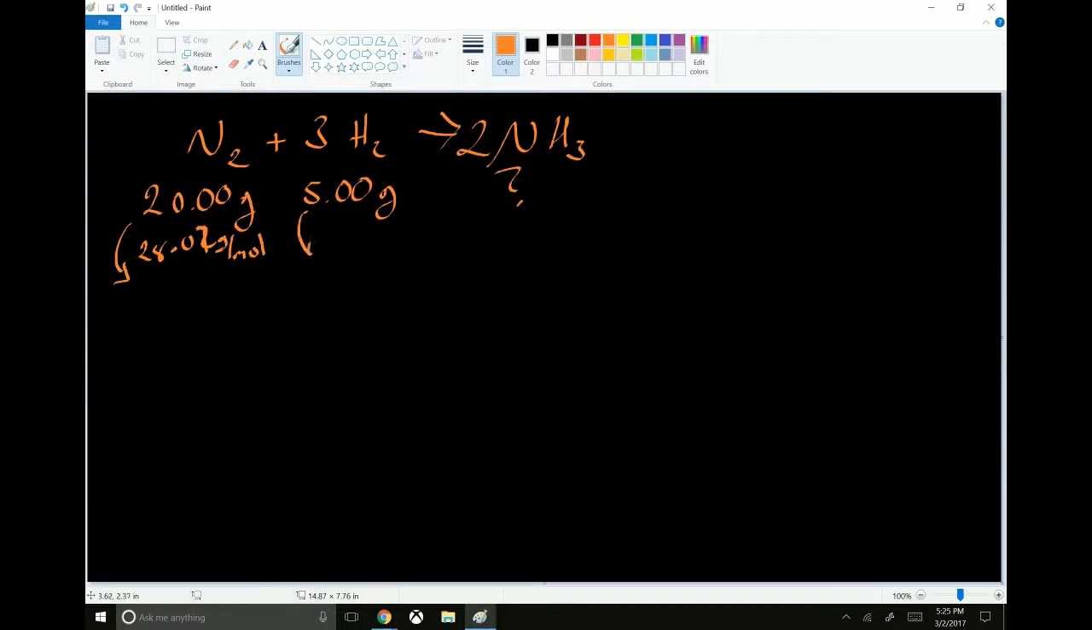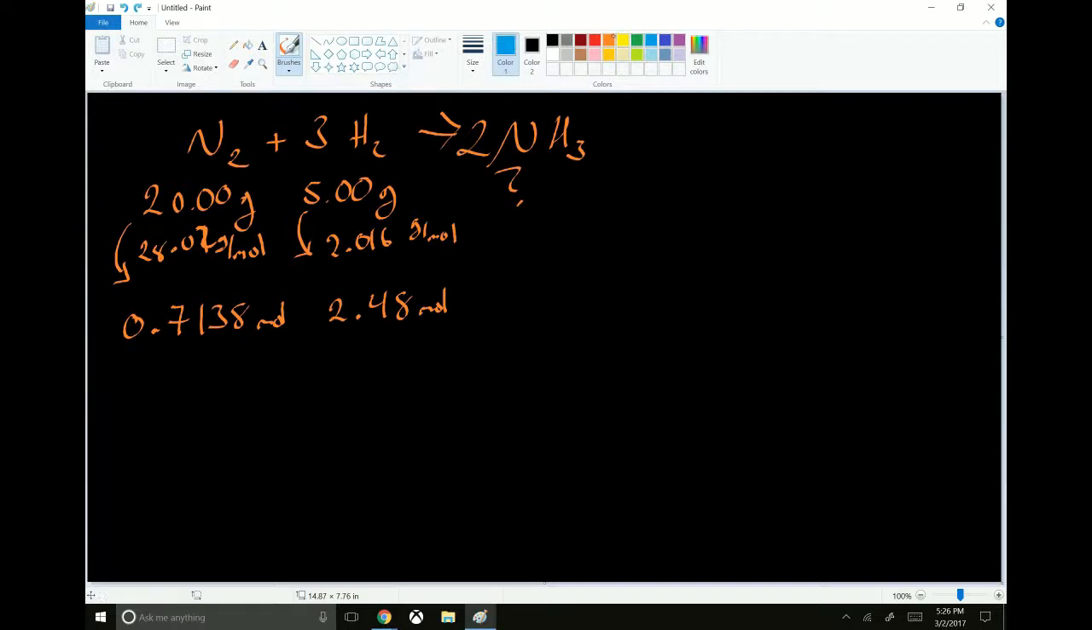And you divide hydrogen by 2.016 grams per mole. That gives us 0.7138 moles of N2 and 2.48 moles of hydrogen. You might be tempted to think that the nitrogen is the limiting reagent. There's obviously less of it. You would be wrong. Well, wrong-ish. Because we're not done yet.